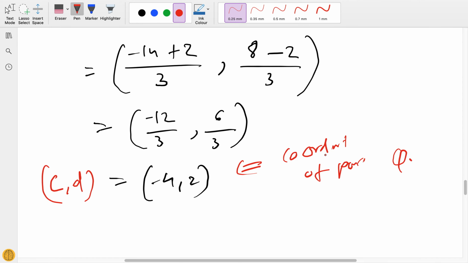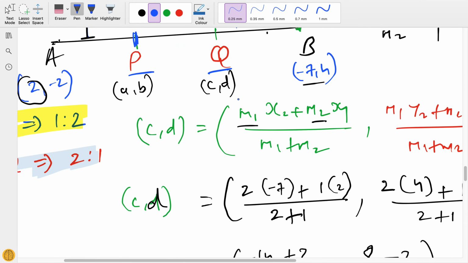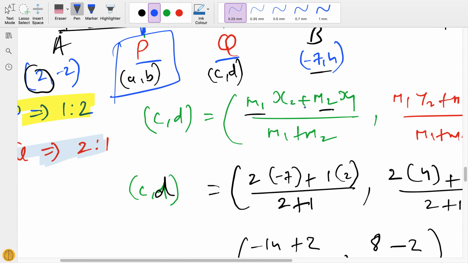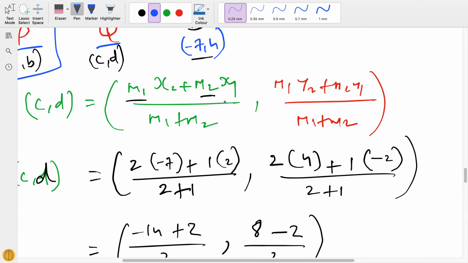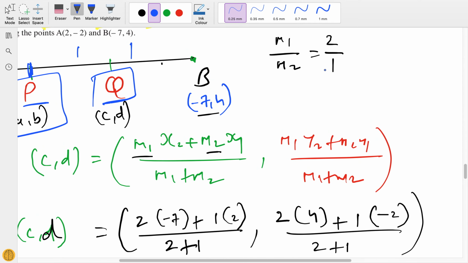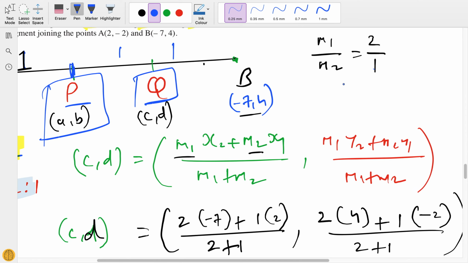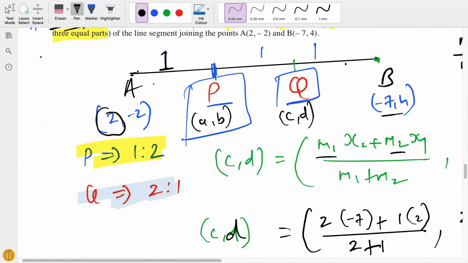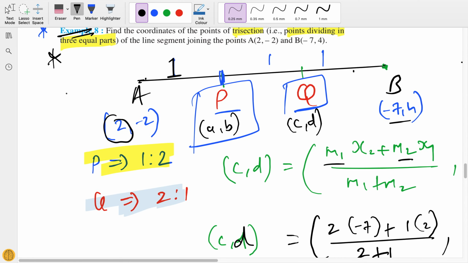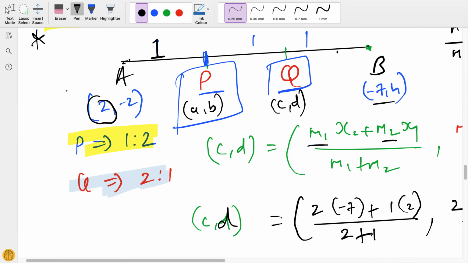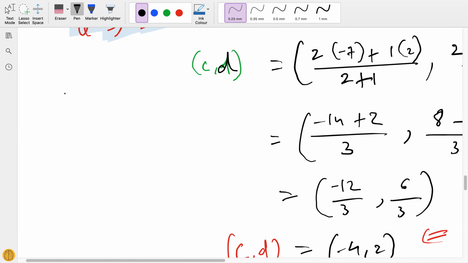You can find the coordinates of the point P. Do let me know your answer in the comment box. To find the coordinates of the point P, you will take m1 as 1 and m2 as 2. To find the coordinates of Q, we took m1 as 2 and m2 as 1, but for the point P, you have to take m1 by m2 as 1 is to 2. You should take this. Okay guys, do let me know if you have doubts, and write the coordinates of the point P in the comment section.